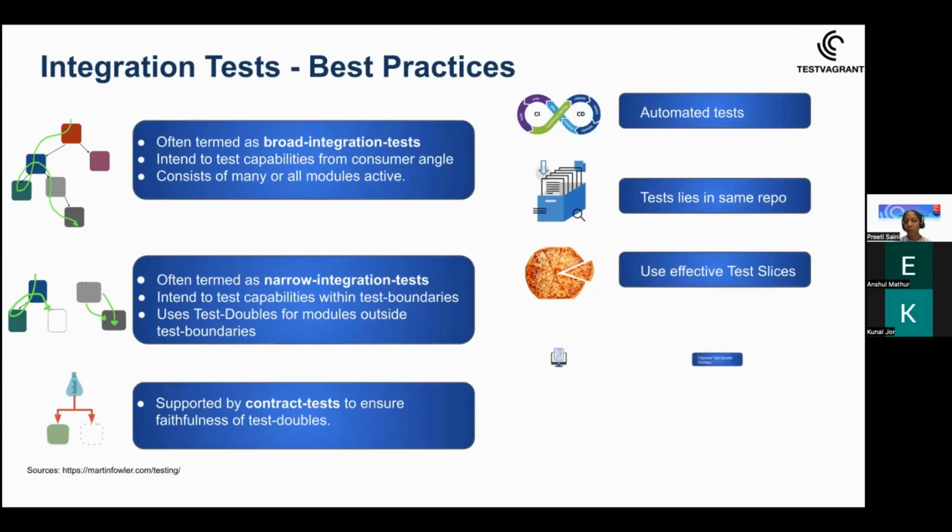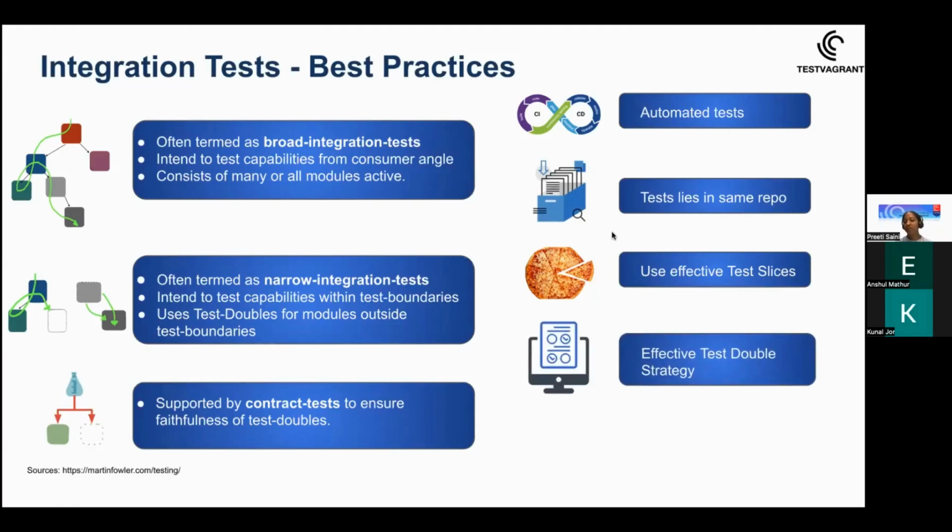Moving on to the next: effective test double strategy. With microservices, as we want to test an entire microservice independent of any external dependencies, we use a lot of test double strategies. Either we have to spin up an external cloud dependency, or we have an external API dependency, so we use a lot of test doubles here. And as we know, there are four types of it: one is fakes, one is stubs, one is mocking, and spy.